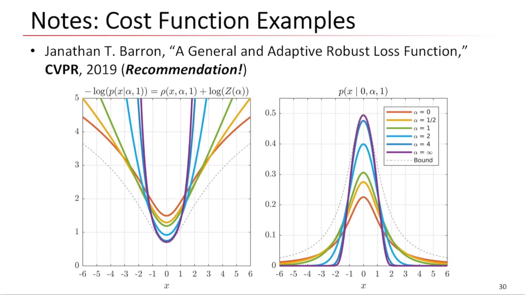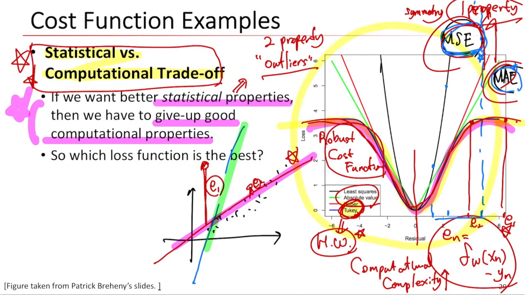Here's another example. No, it's not an example, it's just a recommendation. I'm not sure how many of you have heard about CVPR. CVPR is the most prominent and biggest conference in the computer vision field. Last year, there was a very interesting paper called the general and adaptive robust loss function from Google. So here is the idea. This is the visualization of the previous cost functions.